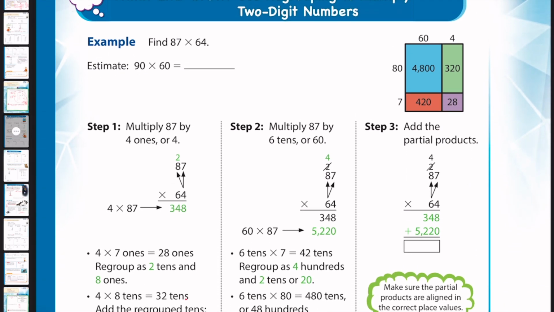Now example, find 87 times 64. Estimate 90 times 60, since 87 is close to 90 and 64 rounds down, which is 60. So what is 6 times 9? Yes, 54. How many zeros? 2 zeros. 5,400. Now let's find out.